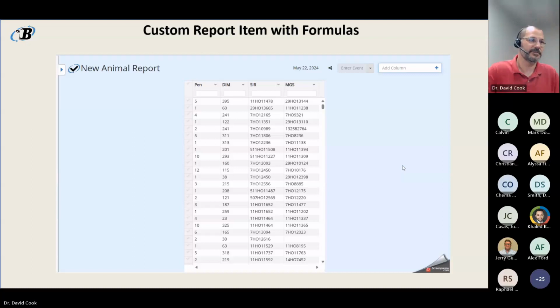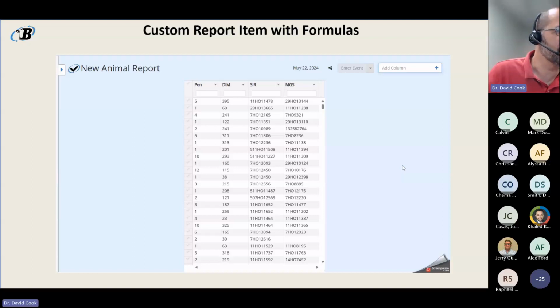I'm going to do that, come up with a new column name. So I have days carried calf 10. If you look at the report, we can see here that it's just the 10 plus that number of days carried calf.